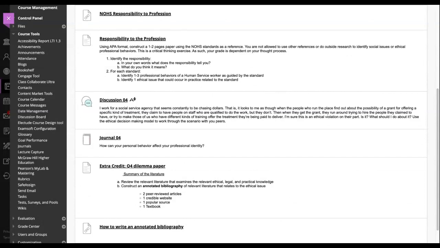You're not using any other outside resources. You're using the APA format. You should have in-text citations. Past week, I did not take off for those, but just so you know, you should have in-text citations for everything you do in this course.